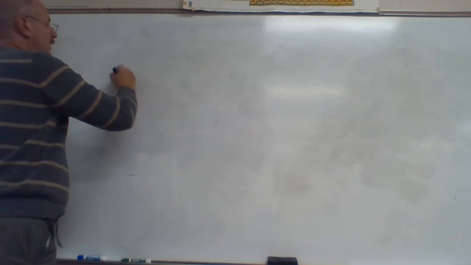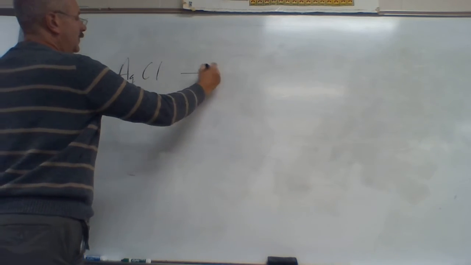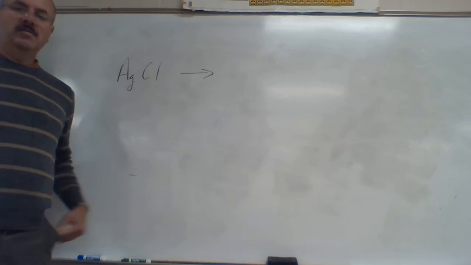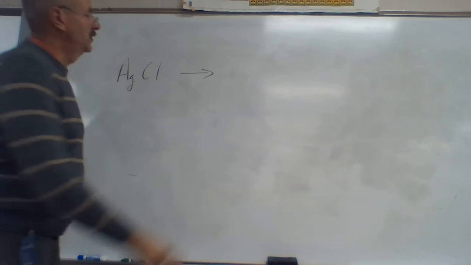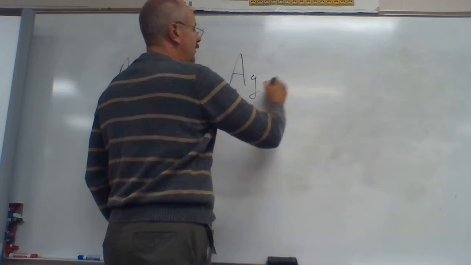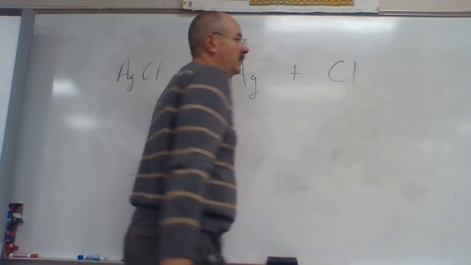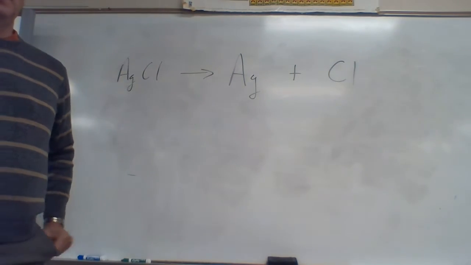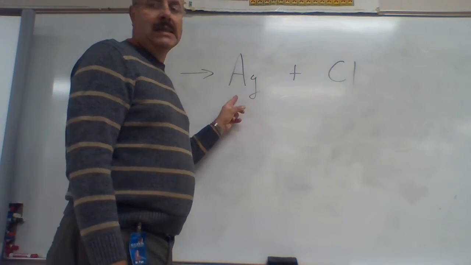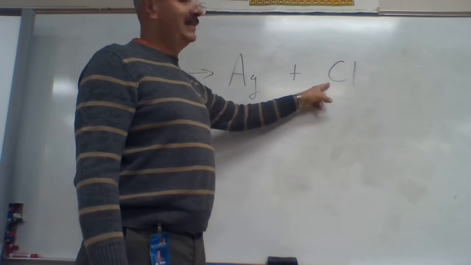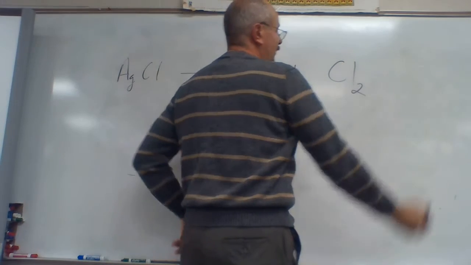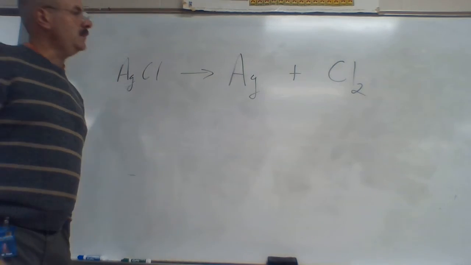All right, first one, AgCl. That's going to break down. In this one, we're going to tear them apart. So I'm going to take the two of them: Ag plus Cl. I have to look at each one and ask, is it diatomic? Is Ag diatomic? Nope, it's not. Is Cl diatomic? Yep, it is. So I have to put a 2 on it.